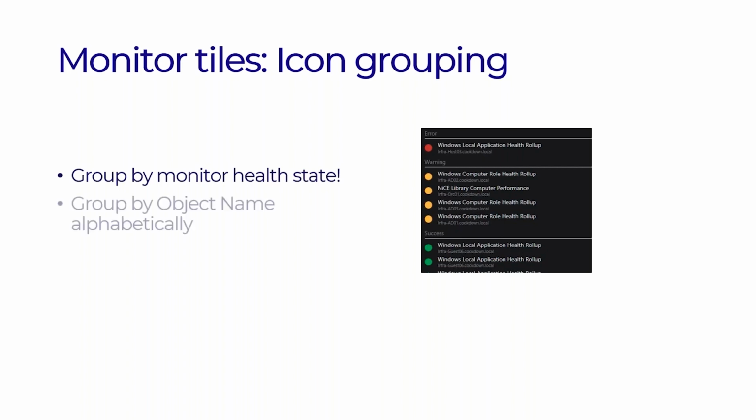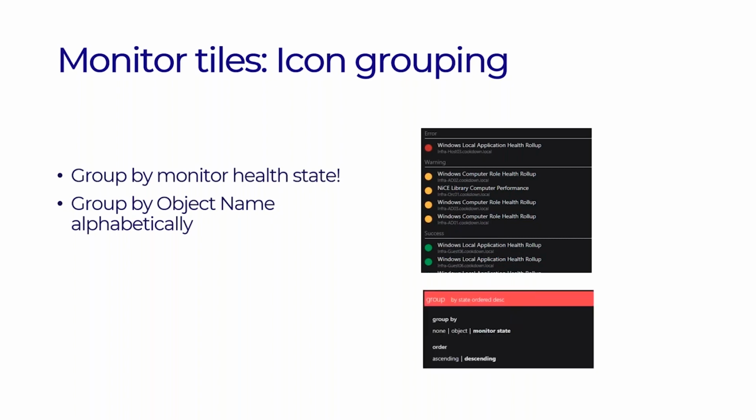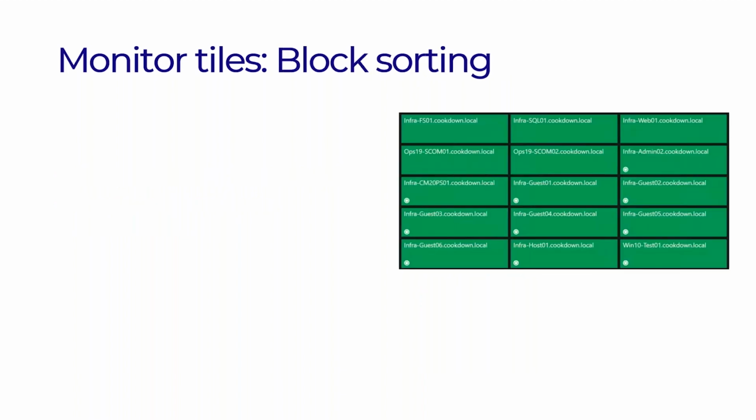It's also now possible to group by object name, sorting alphabetically, ascending or descending, and this is what the control looks like to enable all of that. So it's a small thing, but it's one of those things that will make a massive difference to the use of this existing tile. Really valuable piece of functionality. Then we have also in the area of monitors, the block tile. The block tile has been around since the dawn of time itself. It's been around for a very long time.